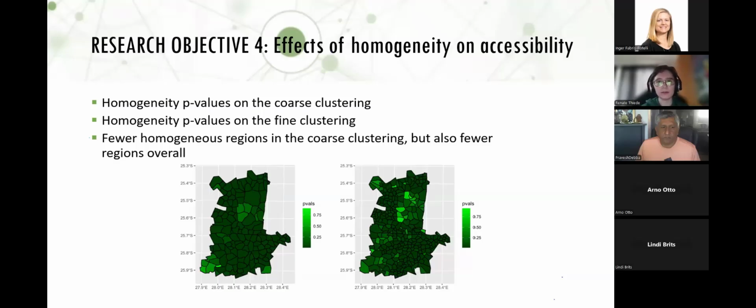So in the coarse clustering, there were fewer super homogeneous regions, but there were also fewer regions overall. And then in the finer clustering, there's more variation, perhaps more information about these neighborhoods, but there's also a lot more neighborhoods. So it sort of brings home the message that it's a user-defined result. So do you want a finer subdivision, which will give you more information, or do you want a more generalized area?